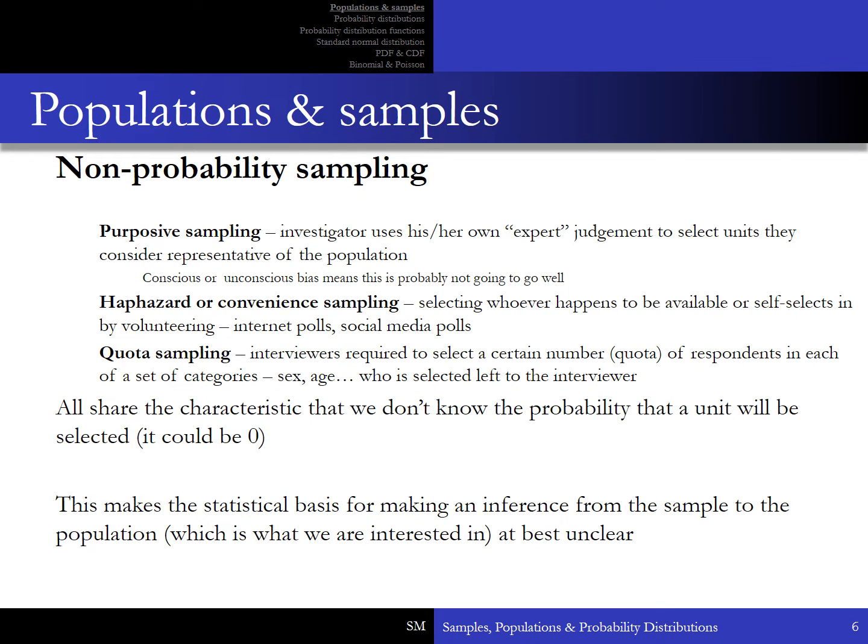All of these non-probability sampling methods share the characteristic that ultimately we don't know the probability that a unit will be selected. It could, and quite often is in fact, 0. This makes the statistical basis for making an inference from the sample to the population, which after all is what we are usually ultimately interested in, at best unclear.